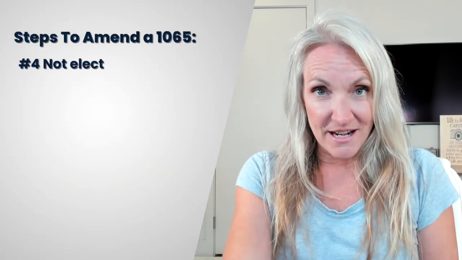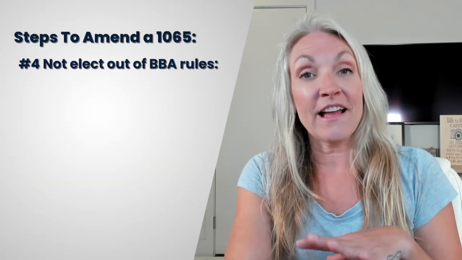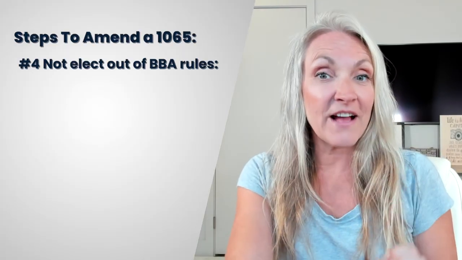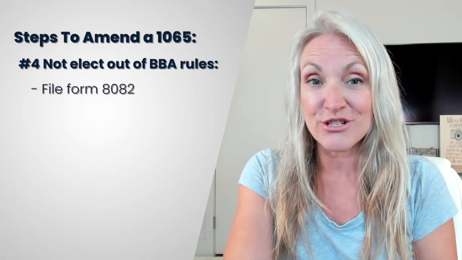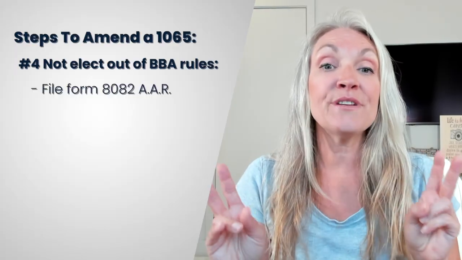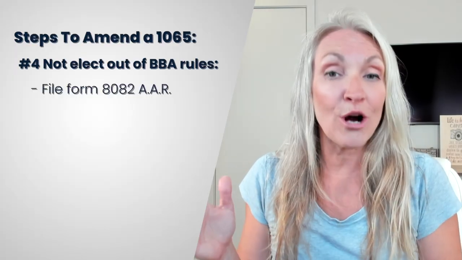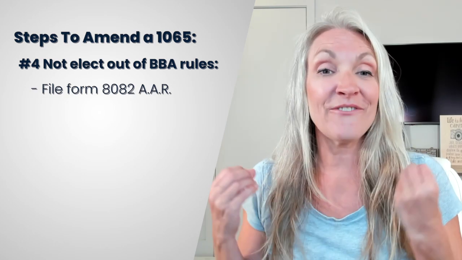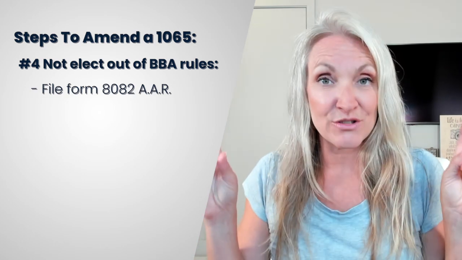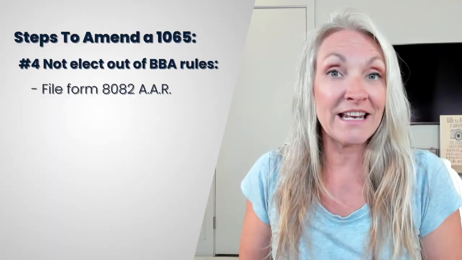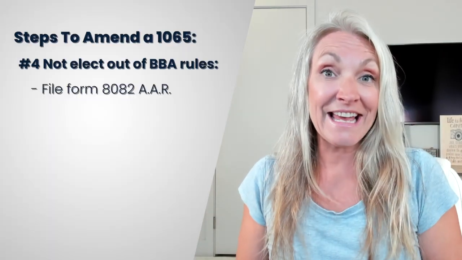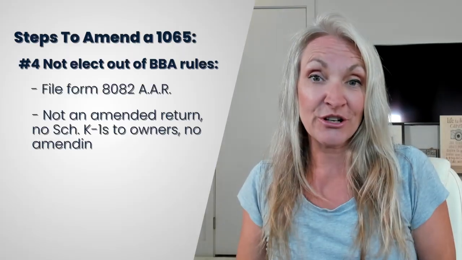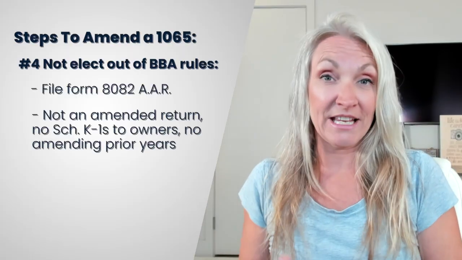If you did not opt out of the BBA rules, and you're filing an amendment for a prior year return, you're going to most likely need to file Form 8082, which is called a Notice of Inconsistent Treatment or an Administrative Adjustment Request. The Administrative Adjustment Request is this new version of filing an amended return. And essentially, you're not actually filing an amended return. You're just filing what the change would have been.